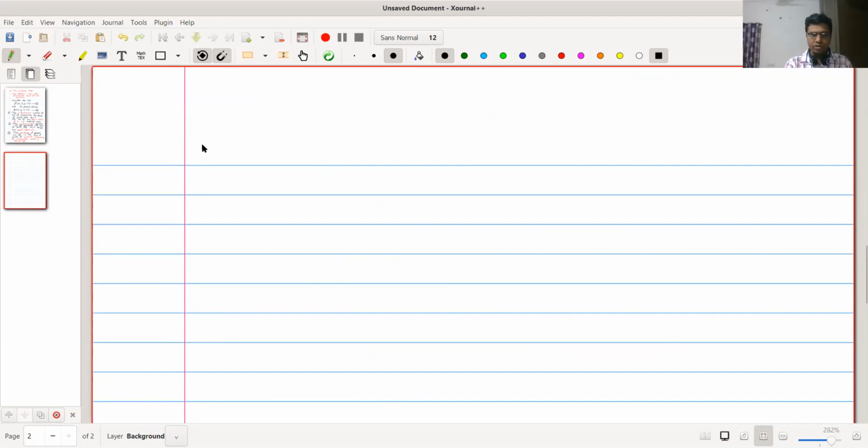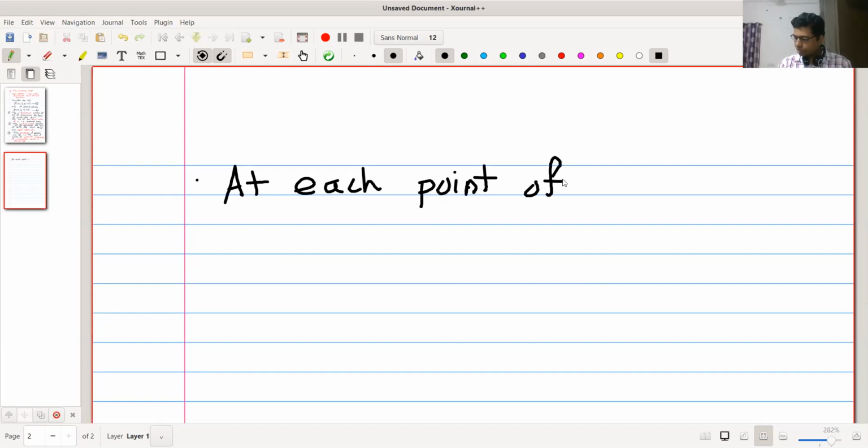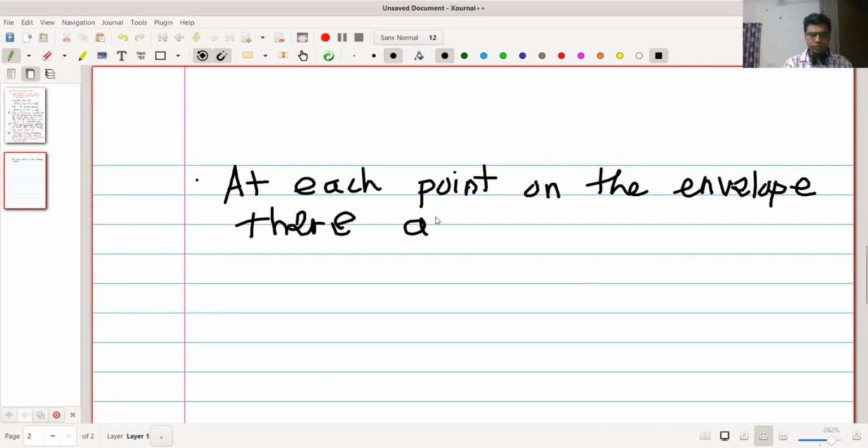Now some remarks about envelope. First thing is, at each point on the envelope, there are two equal values of P.